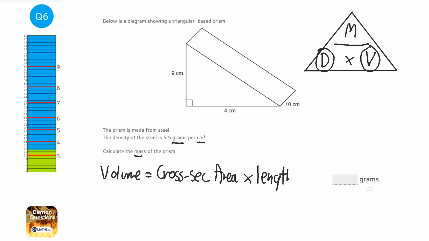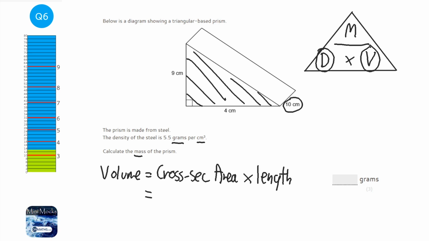And some people call the length something else, but the length is basically how 3D the prism is. So the length is this one here, and the cross-sectional area is the area of this triangle here. So it's the area of the triangle. We've got the base, which is 4, and the height, which is 9. So it's half times base times height, and then we're going to times it by the length, which is 10.